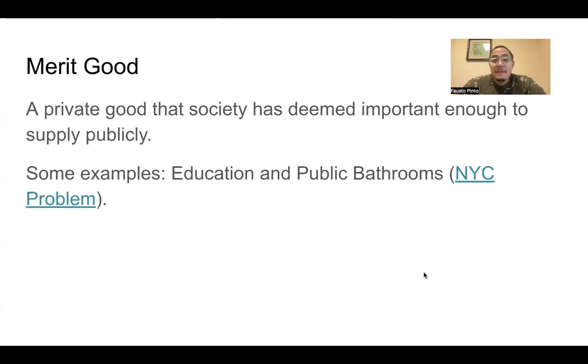A merit good is a private good that society has deemed important enough to supply publicly. So what's an example? Education and public bathrooms. Everybody needs to use the restroom, and it becomes a problem when you go shopping. Where can I go? You go to a mall, they have public restrooms. Some places don't have public restrooms.